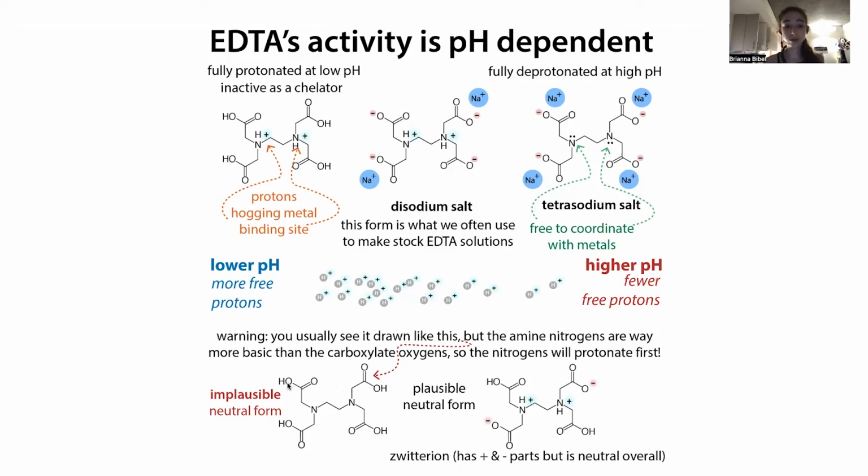And so you'll see it drawn like this all the time, but it can be really confusing when you actually try to think about the biochemistry that's going on. So just be aware of that. And when you have the chance to draw it, don't draw it like that, because that is not right.